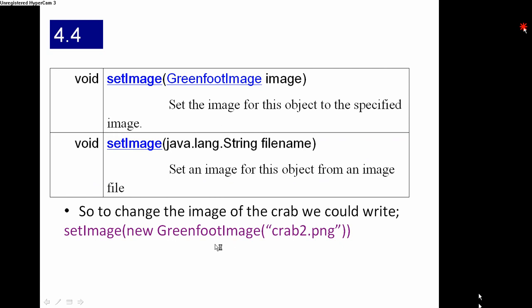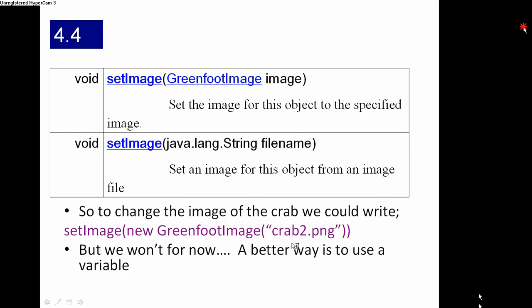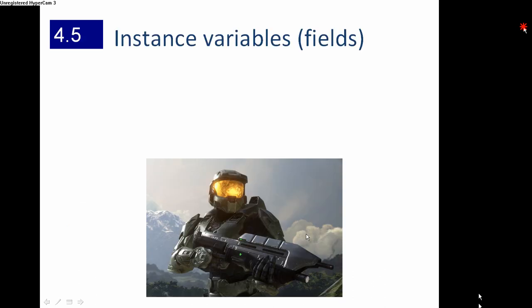This would work effectively of switching from the one crab image to the next crab image, but we're not gonna. A better way is to use a variable, and that's what we're gonna do. So we could do this, but we're not gonna do this. Good, handy to know though. So here's what we need to talk about. In order to switch the images, we need to work with variables, specifically instance variables. Another name for an instance variable is a field.